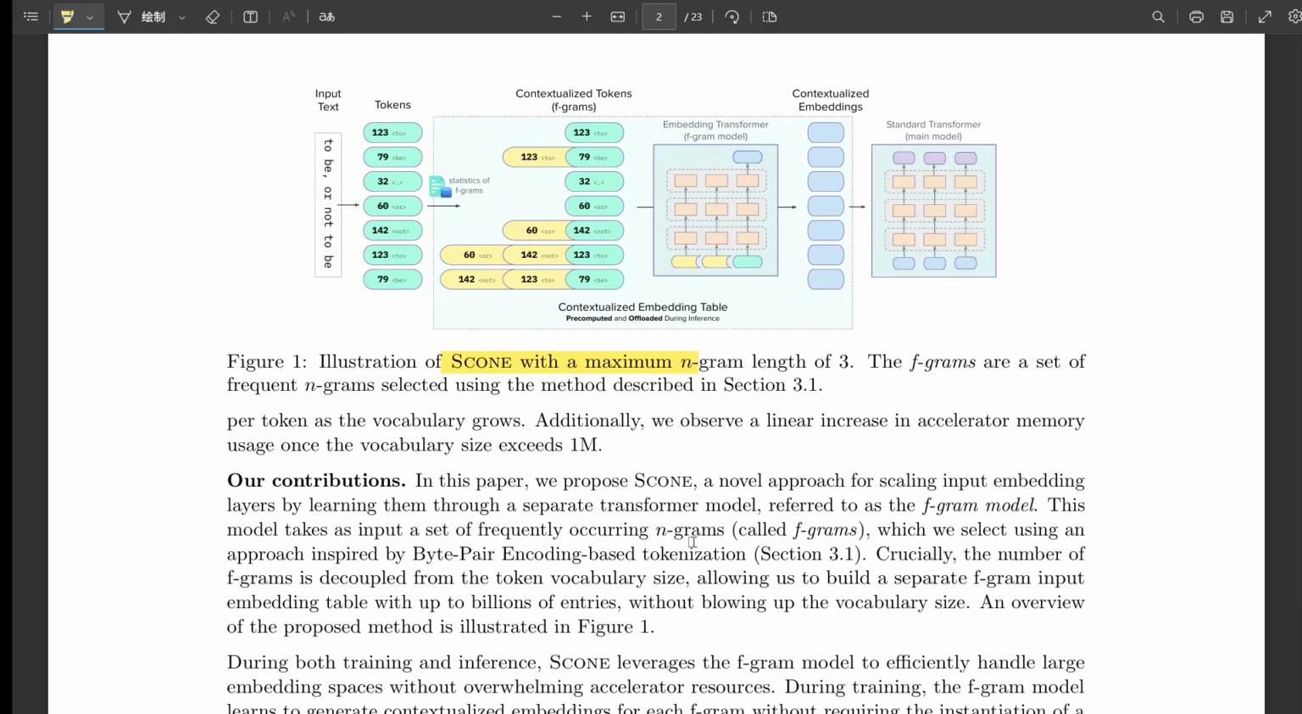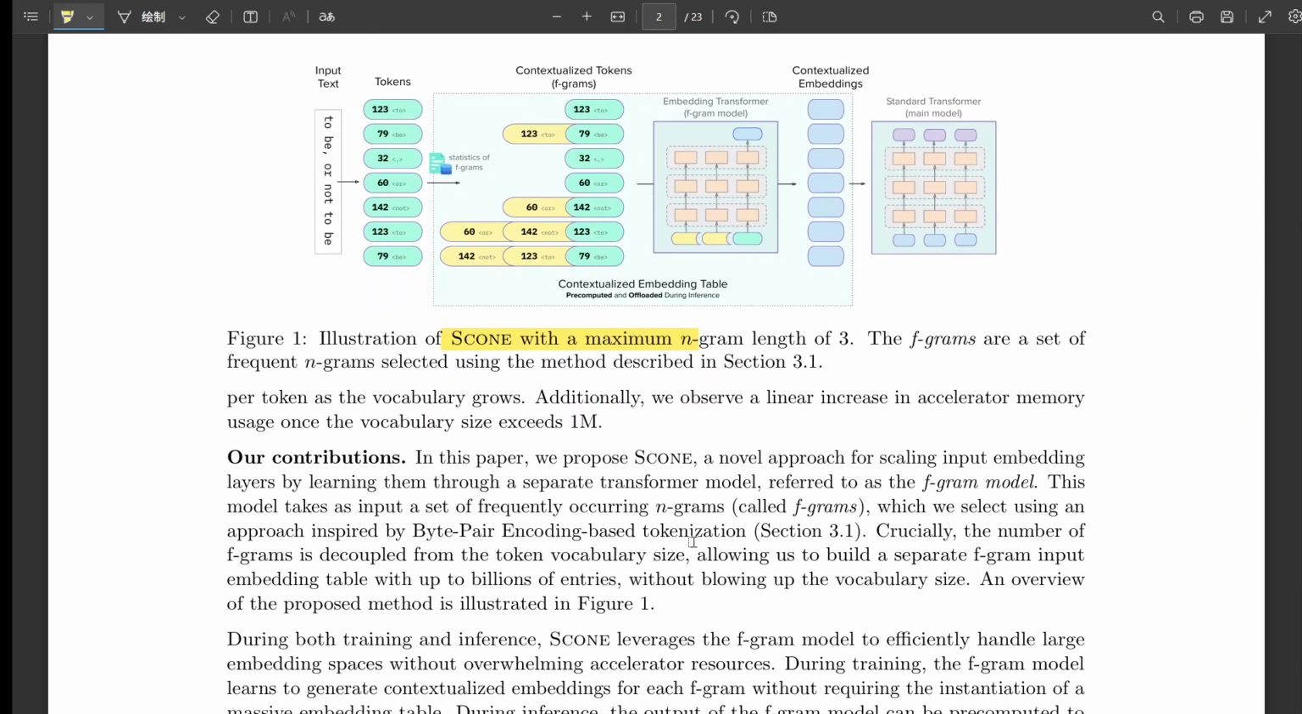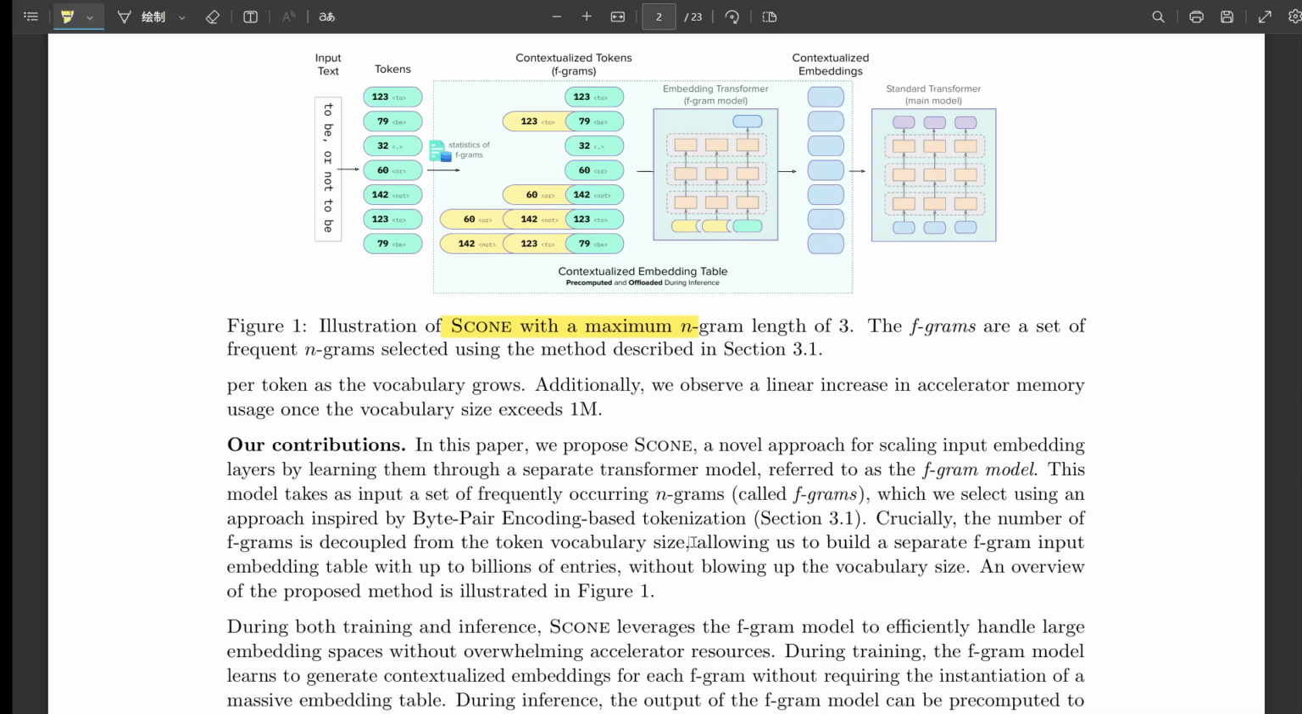SCONE uses a separate kind of helper neural network during the training phase. They call it the f-gram model, or MathCal F. What this network does is it learns to dynamically generate an embedding for an f-gram on the fly. It looks at the individual token embeddings that make up the f-gram and computes a combined contextualized embedding for the whole sequence. And it happens jointly while the main language model is also being trained. Ah, okay. So during training, it's not looking things up in a giant f-gram table. It's calculating them using this extra little network. That avoids this sparse table issue during training.